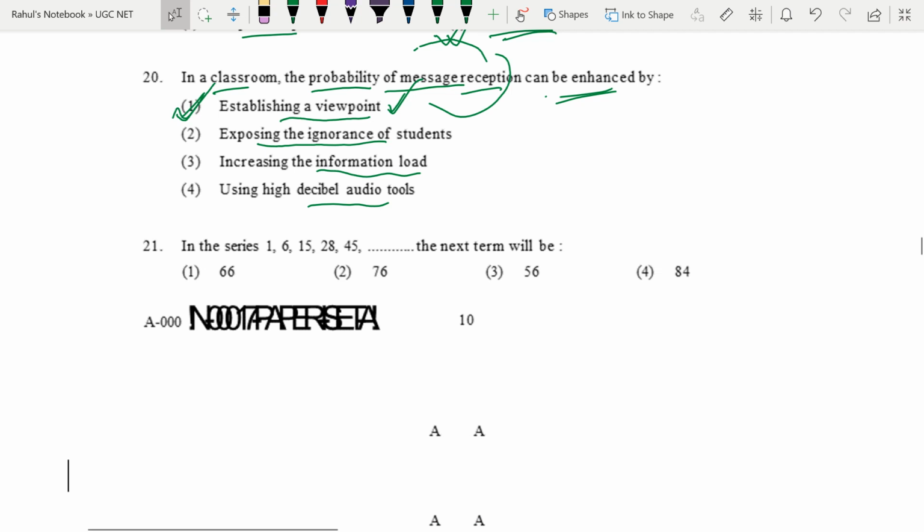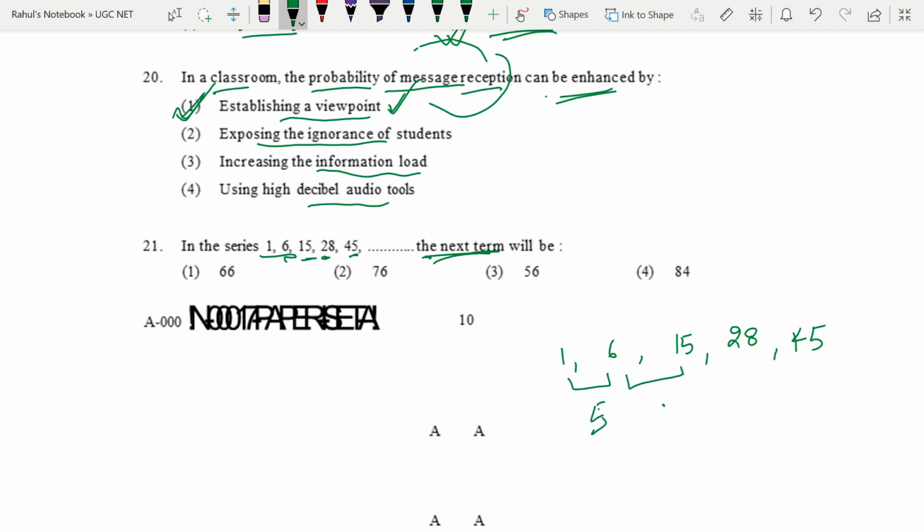Okay, now some analytical reasoning type questions are there. Reasoning based in the series 1, 6, 15, 28, 45. The next term will be, so if you observe carefully, 1, after that 6 is there, then 15 is there, then 28 is there, then 45 is there. Now 6 minus 1, it is nothing but 5. 15 minus 6, it is nothing but 9. 28 minus 15, what is it? It is 13, isn't it?